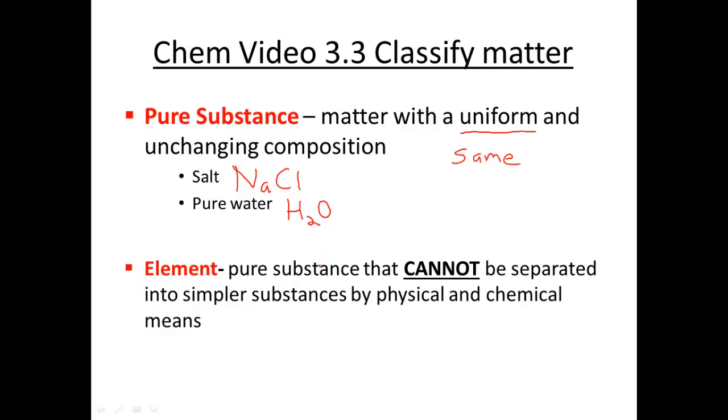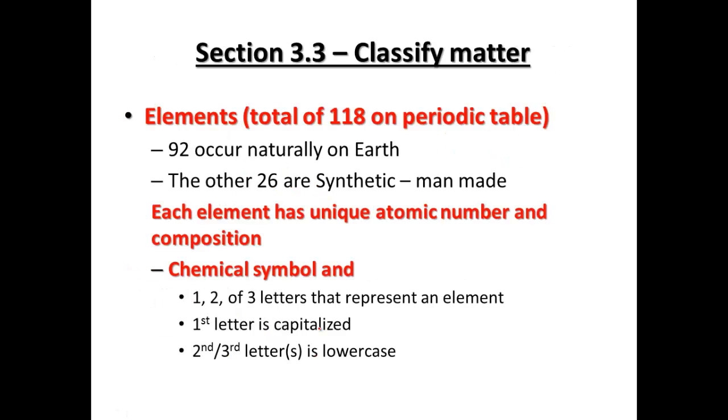An element, on the other hand, is a pure substance that cannot be separated into simpler substances by chemical or physical means. An element contains just one type of atom, so all the atoms in it are exactly the same. There are a total of 118 elements on the periodic table, of which 92 occur naturally. The other 26 are synthetic, meaning that they're man-made. Technically, technetium is man-made, so it's 91, but we'll stick with just 92 occurring naturally.